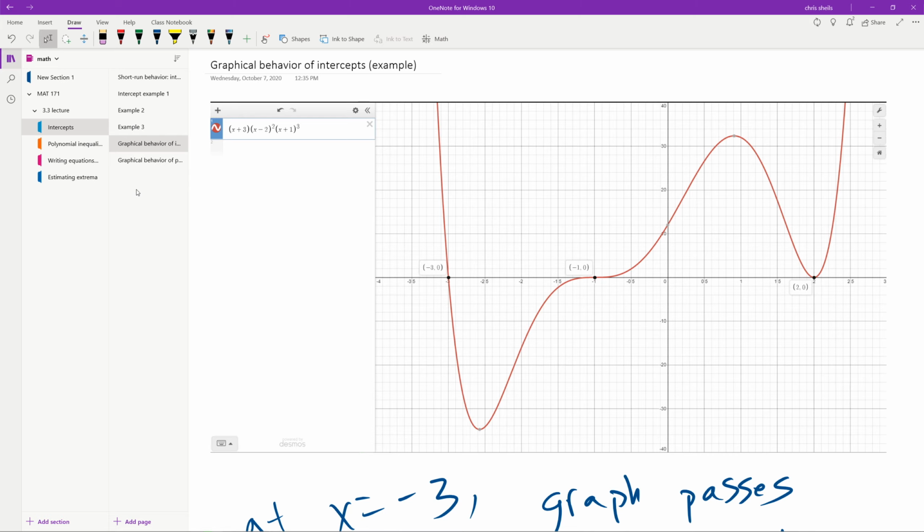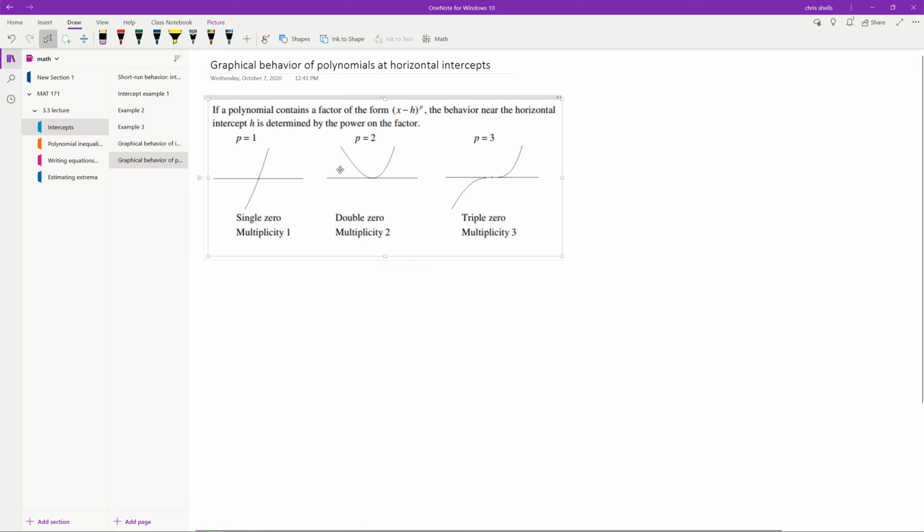So let's look at this here. If a polynomial contains a factor of the form x minus h to the p power, the behavior near the horizontal intercept is determined by the power on the factor. So if I have a power of 1, then it passes straight through like a line. If I have a power of 2, it touches the horizontal axis and bounces off. If I have a power of 3, it passes through as it did with a power of 1, but it flattens out a bit first.